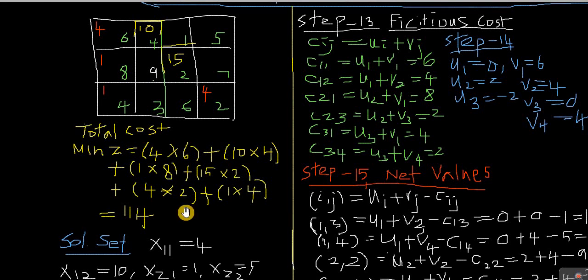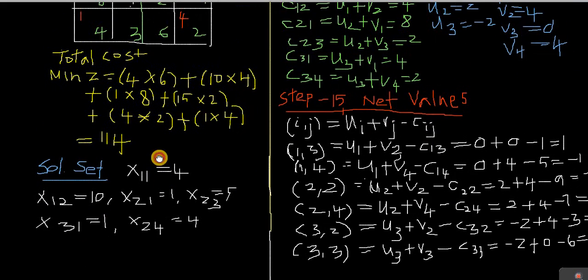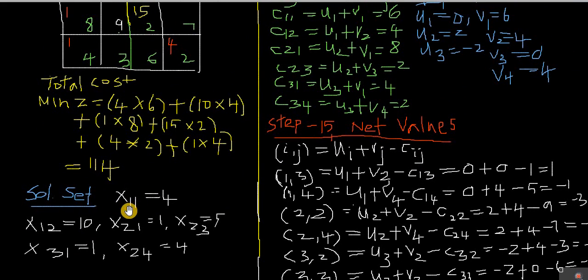So for this, what is the solution set? Now the solution set is X11, from the first production center to the first destination, 4 items we have to transport. From the first production center to the second destination, 10 items will be transported. From the second production center to the first destination, one item should be transported, like that. This is the assignment procedure. So if you assign like that, the total transportation cost comes to 114.